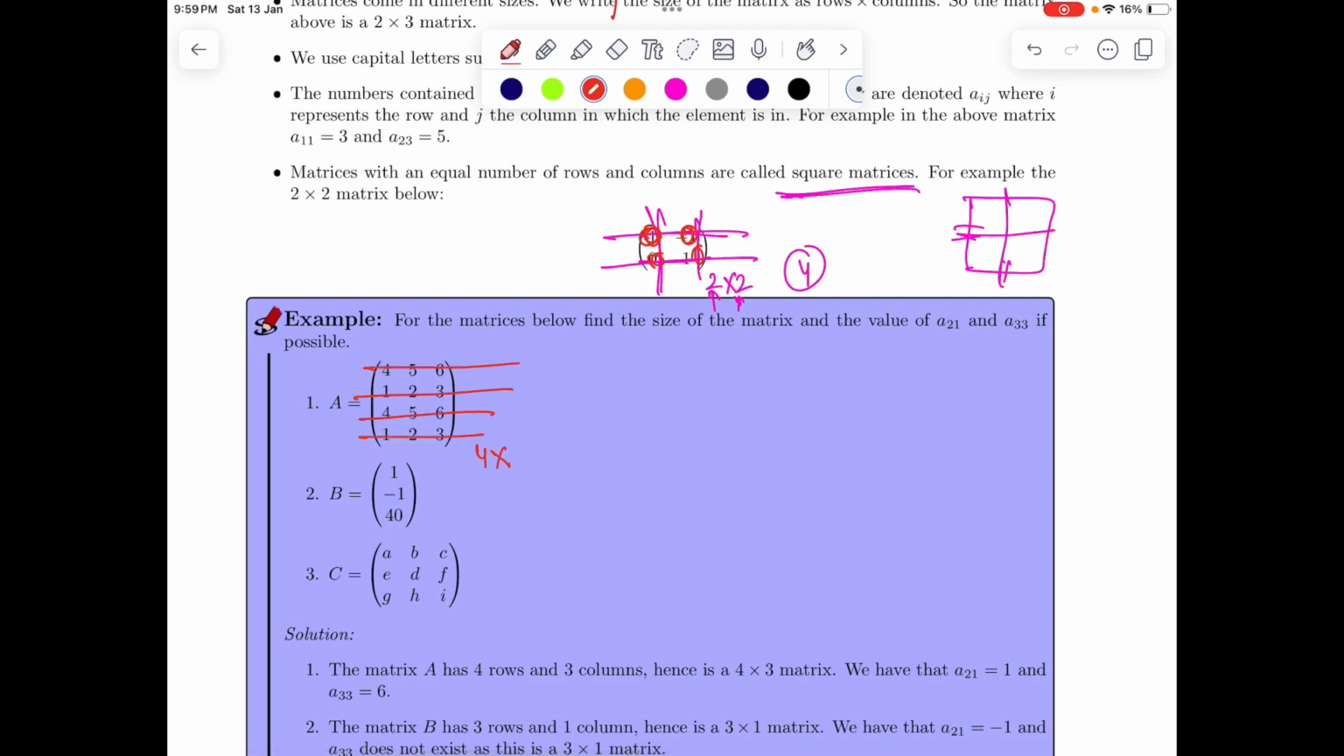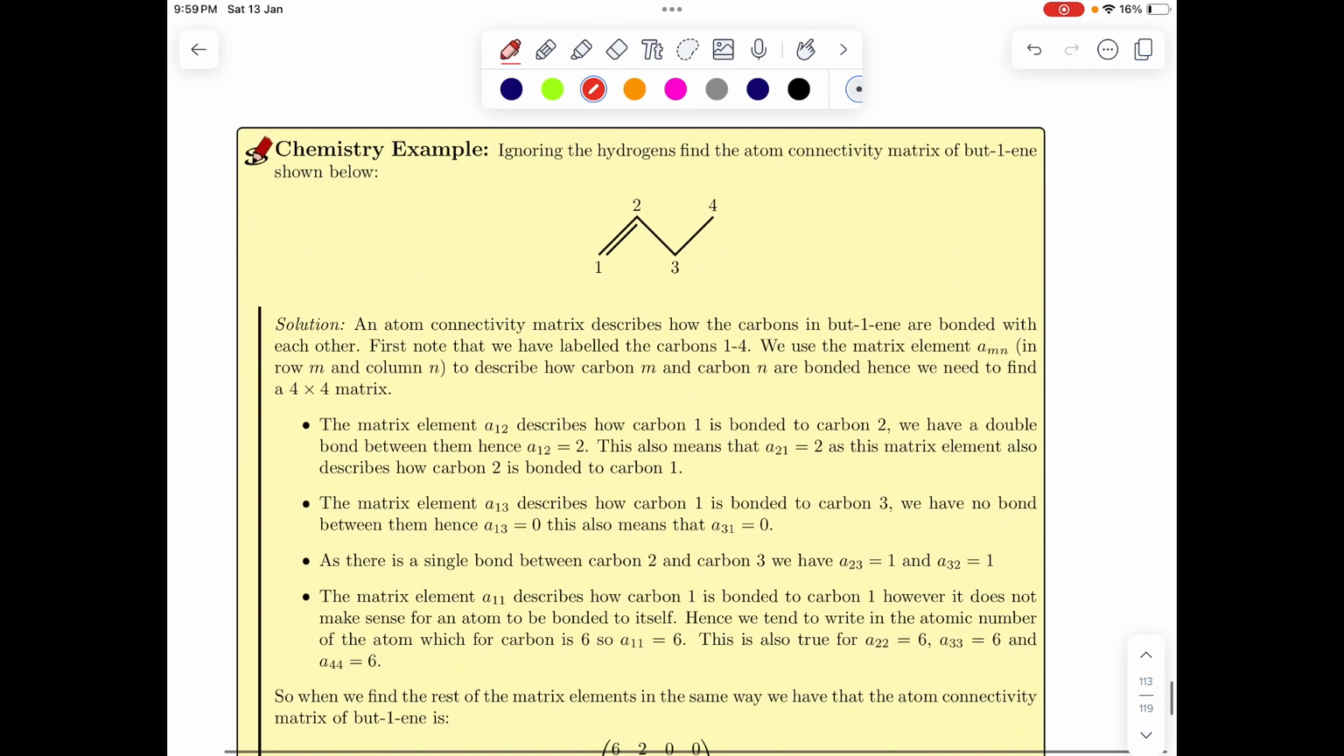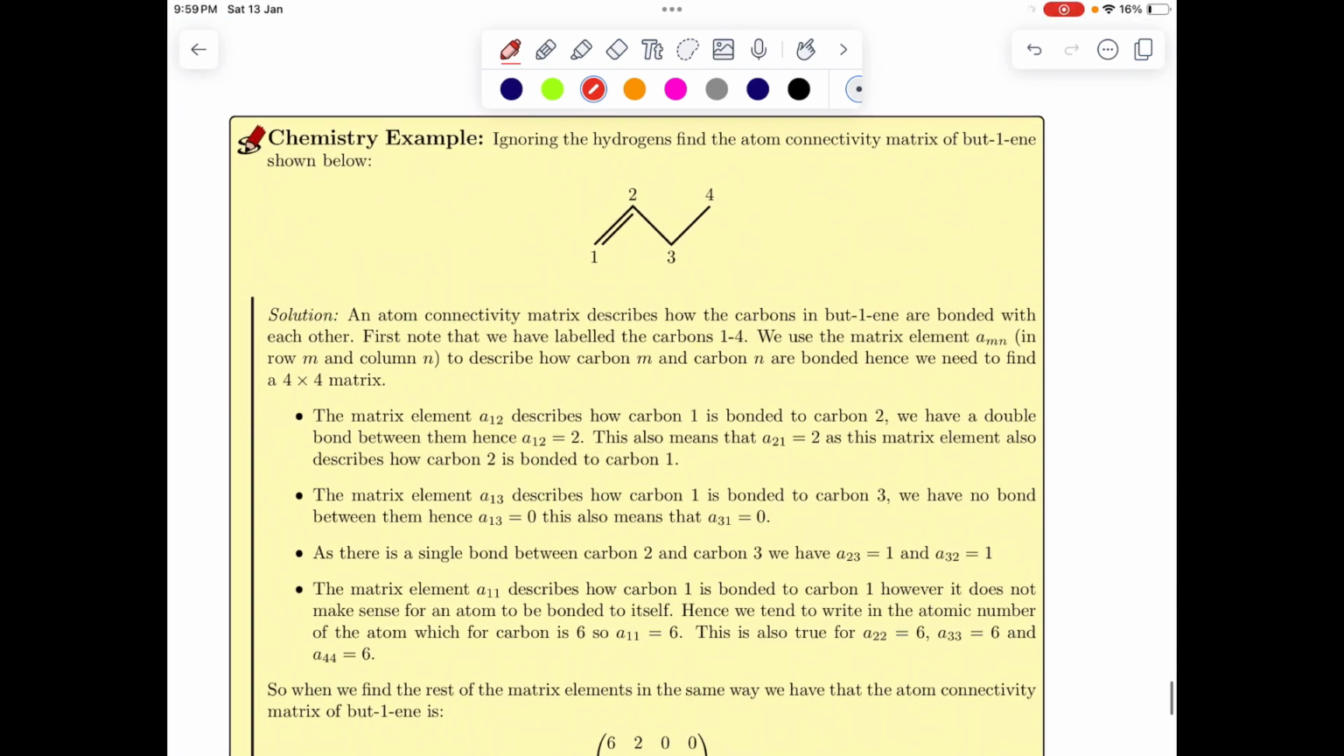1, 2, 3, 4. So let's see the size of this matrix. So we have 1, 2, 3, 4 into 1, 2, 3. So 4 rows, 3 columns, total 12 elements which you can count. So 11, 12. This one is 3 rows, 1 column. This one 3 rows and 3 columns. Right? Okay, so let's take a chemistry example now.